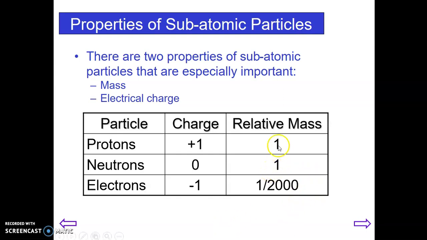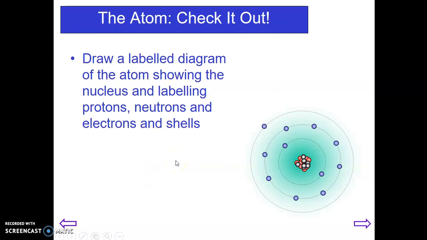So when we talk about the mass of an atom, we talk about it specifically in terms of the number of protons and neutrons in that atom. Now, in terms of where we find these, the protons and neutrons are found in the nucleus of the atom, in the centre. The electrons are found orbiting the nucleus in shells round the outside. So if we go back to our original diagram, you have the protons and neutrons in the middle, you have the electrons in the shells round the outside.